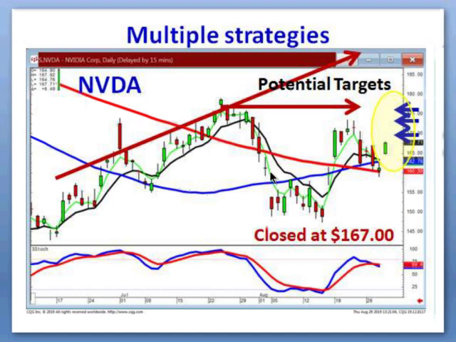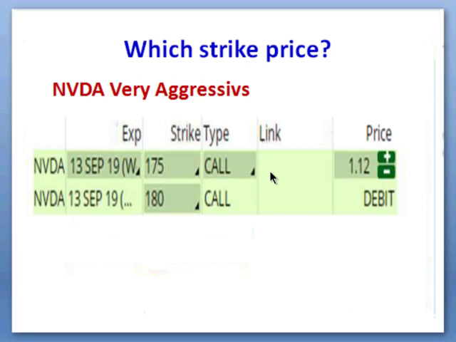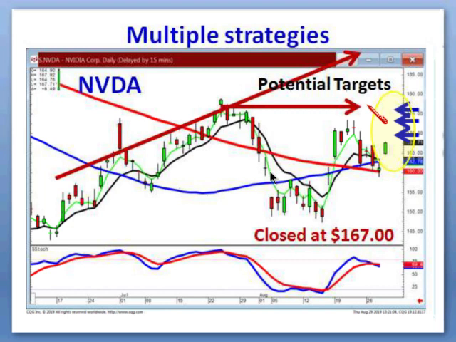Or if I want to really go out, maybe I go up to 175, 180, and I've only got $1.12 in it, with still the prospect that it could possibly get up here close to the 180 level, and now that $1.12 turns into $5. Again, much bigger rate of return.